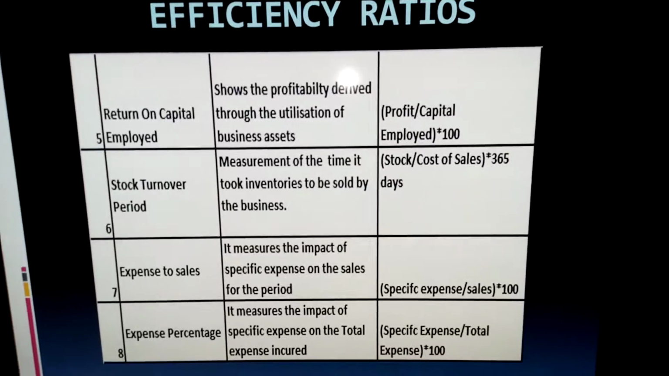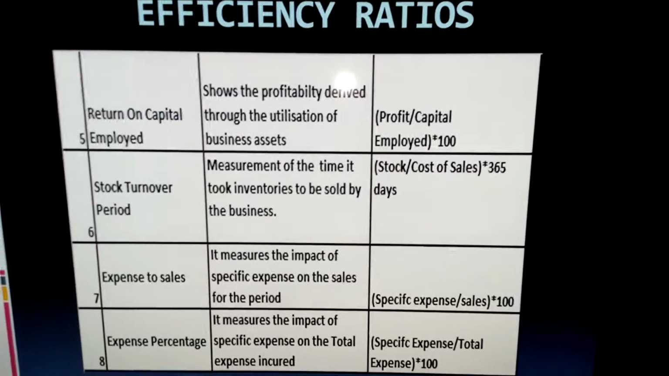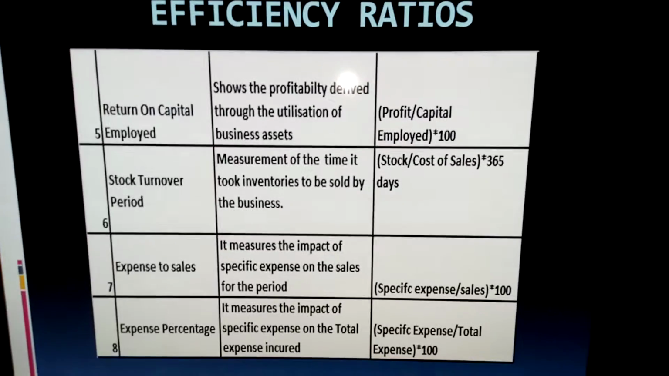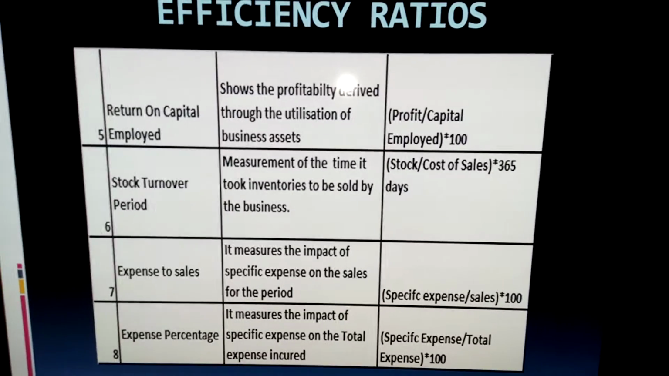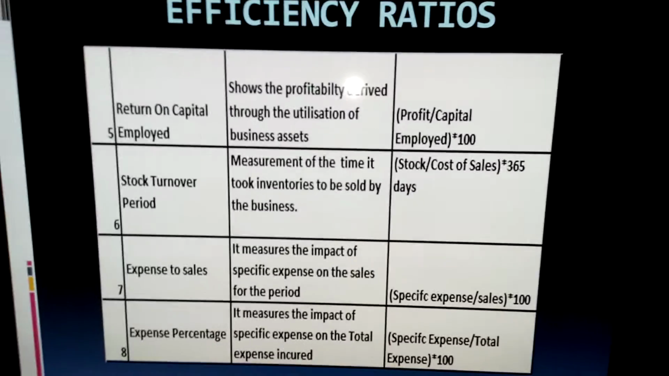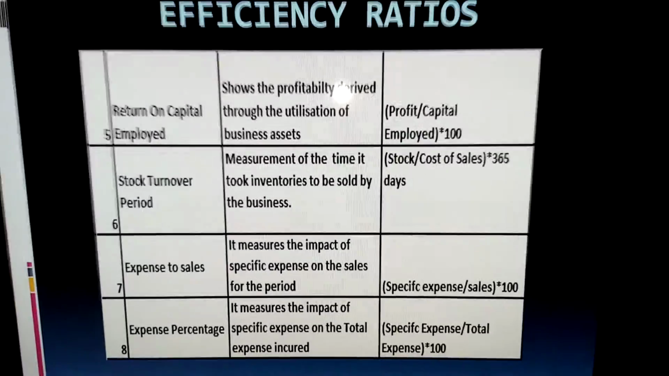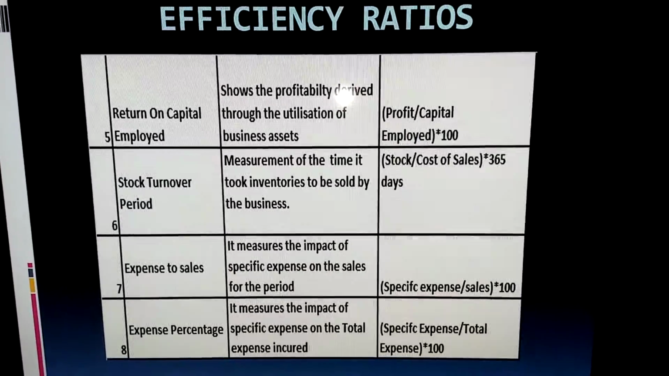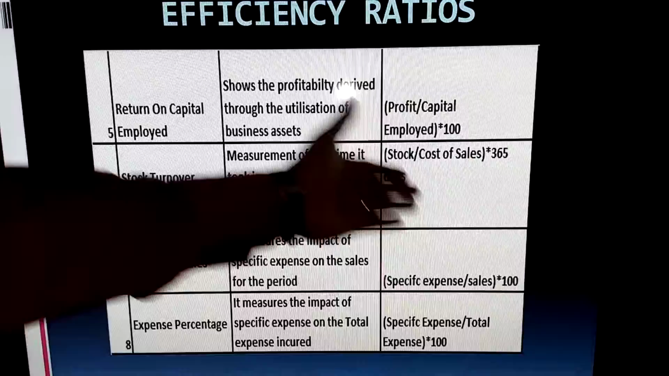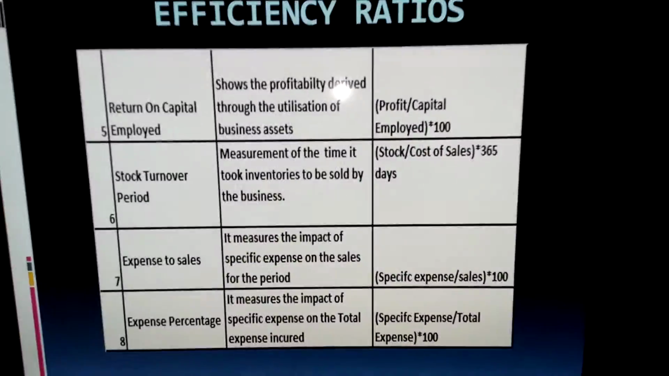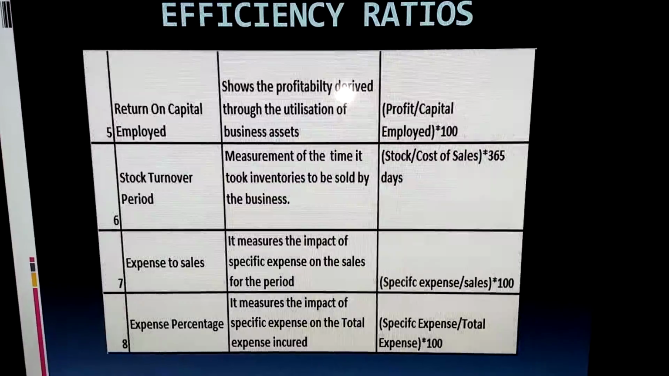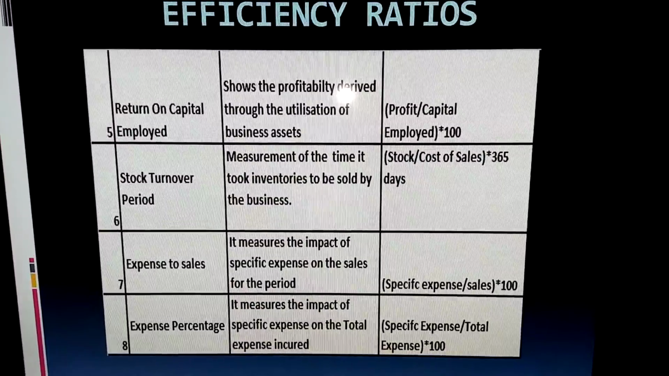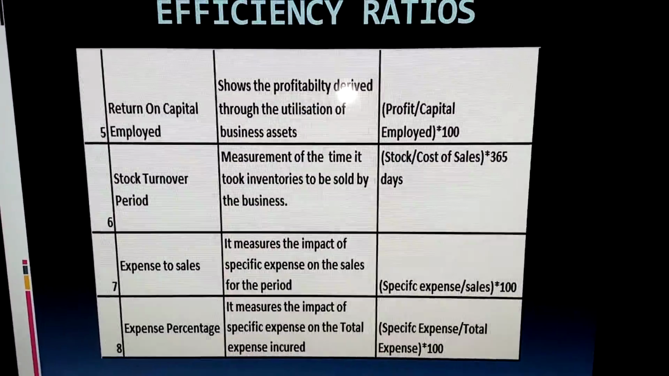So we have stock turnover rates. Number of times inventories are sold. So what I'm saying is, how many times did you sell products in a particular period? So we have stock over cost of sales times what? 365 days. So it's the number of days that what? Inventories are sold or turned over.